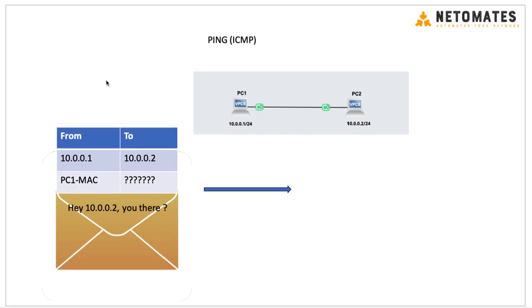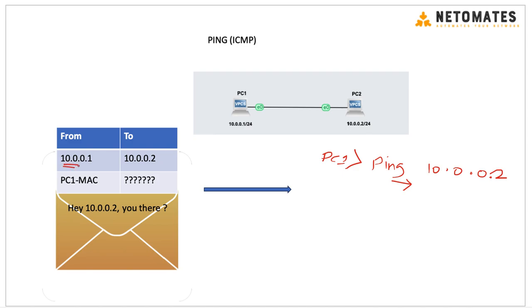So in the previous class we did this lab, right? PC1 has an IP of 10.0.0.1/24 and PC2 has 10.0.0.2/24. When we issued the command ping 10.0.0.2 on PC1, we saw in the last lesson that PC1 needs to send a packet to PC2. In order to send that, it needs to include from and to address details on that packet.